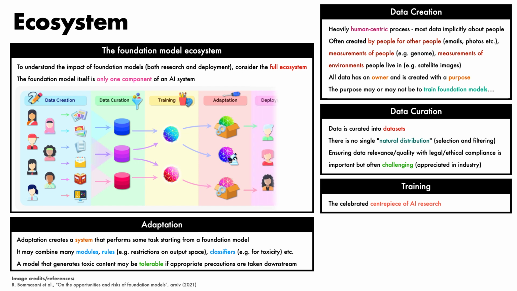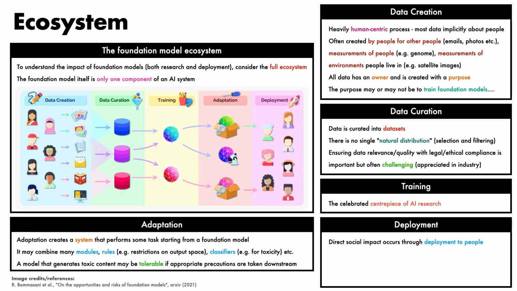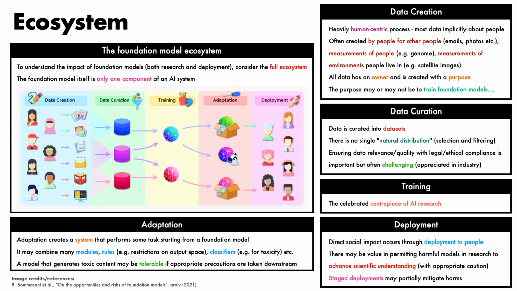Finally, the fifth stage is deployment. Direct social impact occurs through deployment to people. As we've seen, the distinction between research and deployment is a key piece of the puzzle. For example, there may be value in permitting harmful models in research in order to advance scientific understanding with appropriate caution. If deployment is to occur, then staged deployments of the system to a gradually increasing fraction of users may help to flag issues early and partially mitigate harms.